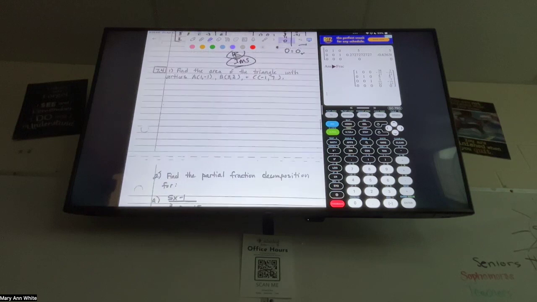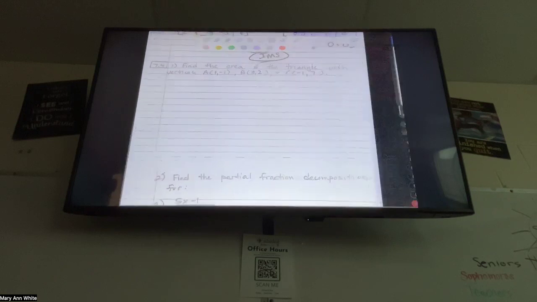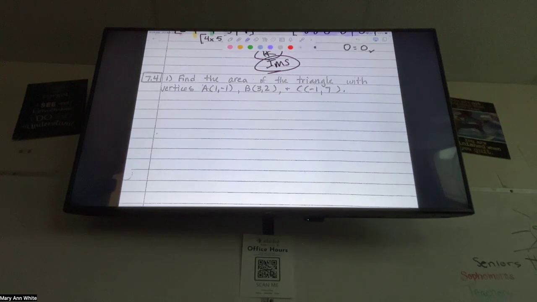Okay. So we're going to start 7-4, and I'm going to get rid of my calculator for now. I'm going to come back to it later. The first thing it says is find the area of a triangle with vertices A, B, and C. Let's pause and draw this triangle really quick. We're just going to sketch a little graph here.